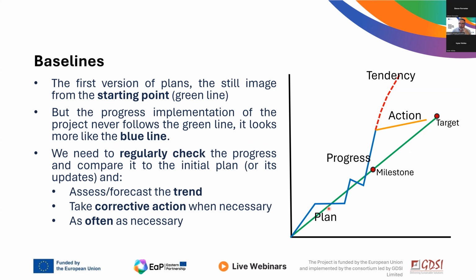But the reality, and that's your green line, let's say, is how it evolves. But in reality, progress may go more like in a blue line. So depending on how often you measure, you will see that there's no straight line.